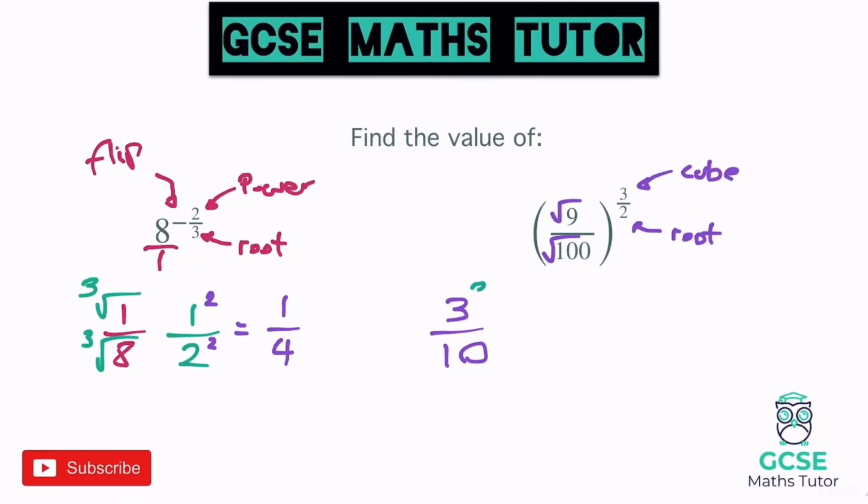So if I cube these as well, let's write that in, 3 cubed is 27, and 10 cubed is 1,000. So it'll be 27 over 1,000. Just being very careful to get those right. So that's negative and fractional indices.